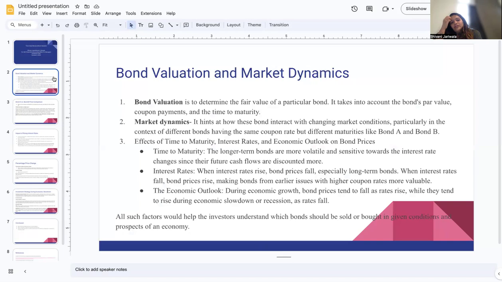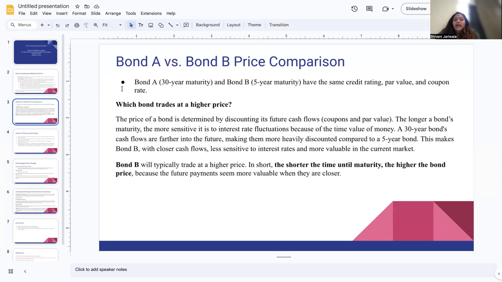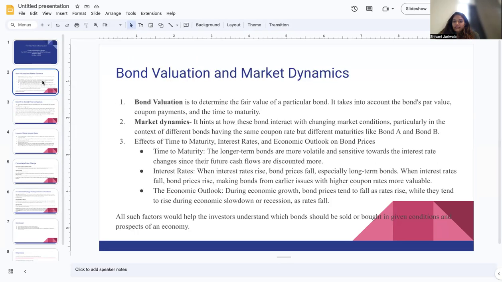Okay, so bond valuation. Bond valuation is the fair value of a particular bond while buying. The final value of a bond is derived by taking into account its par value, coupon rate, and the time to maturity. Time to maturity is when it is getting matured. In our given scenario, we have bond A and bond B with 30-year and 5-year maturity respectively.